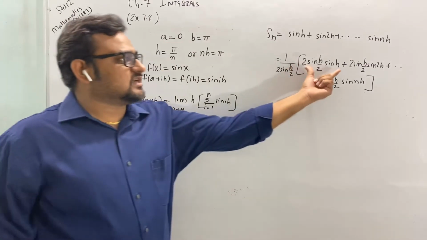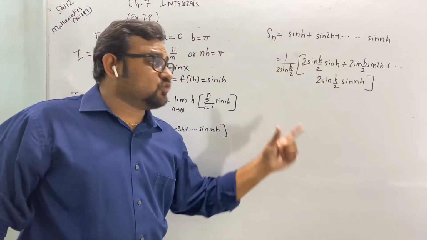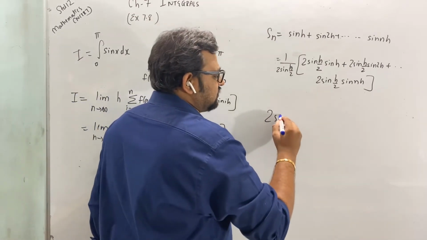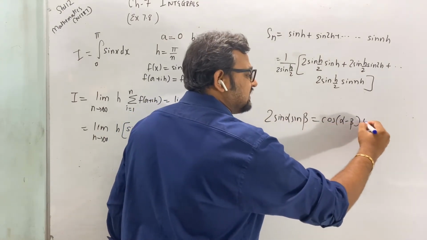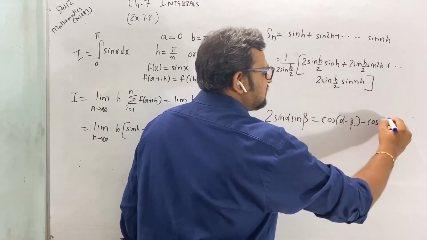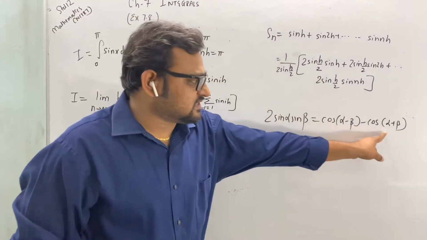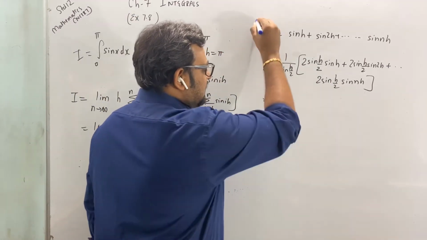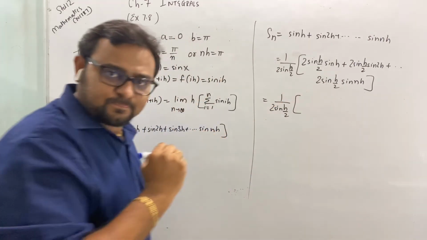Okay, so now 2ss. What is the formula for 2ss? C minus c. But in 2ss, when you are using c minus c, first you have to subtract. The formula was like this: 2 sine alpha sine beta equals cos alpha minus beta minus cos alpha plus beta, right? So I will use the same here, 1 by 2 sine h by 2, clear?